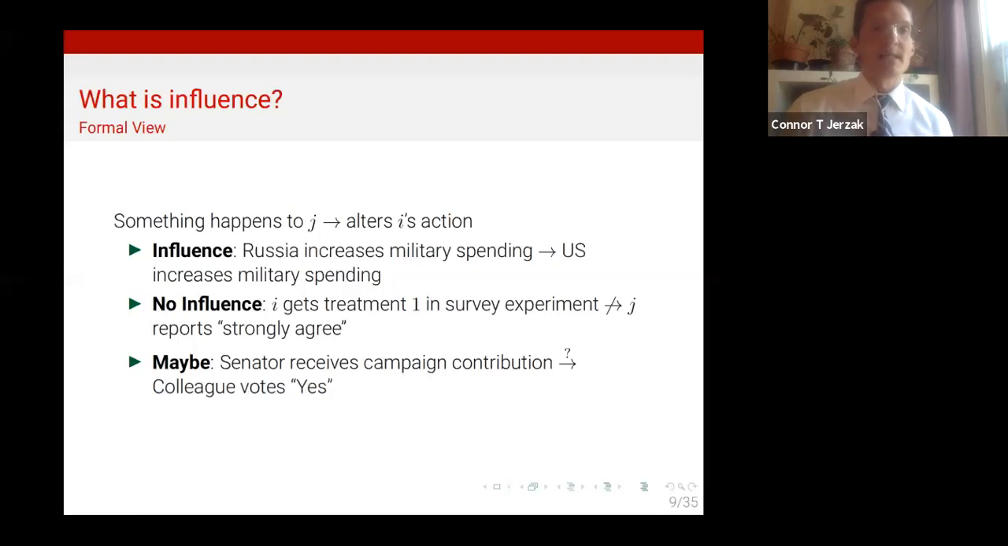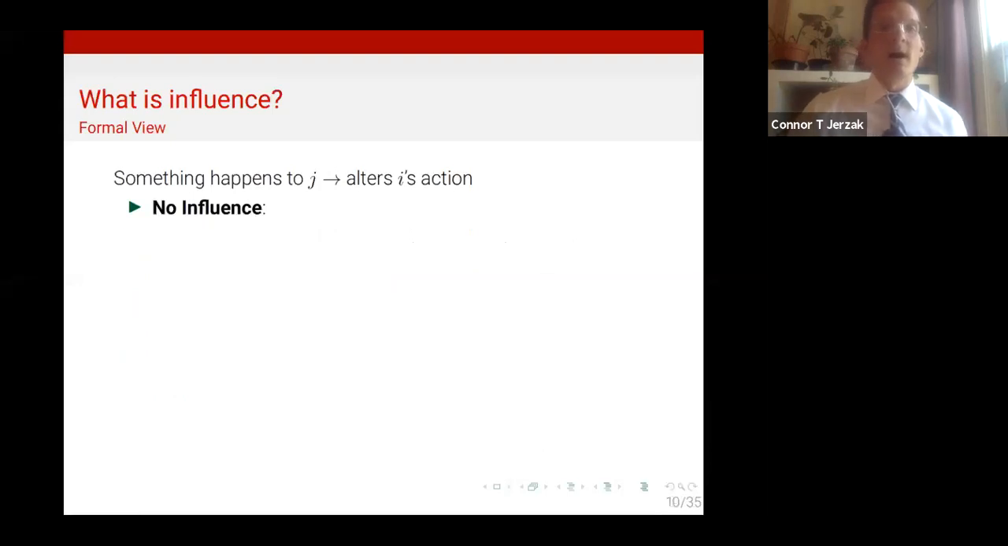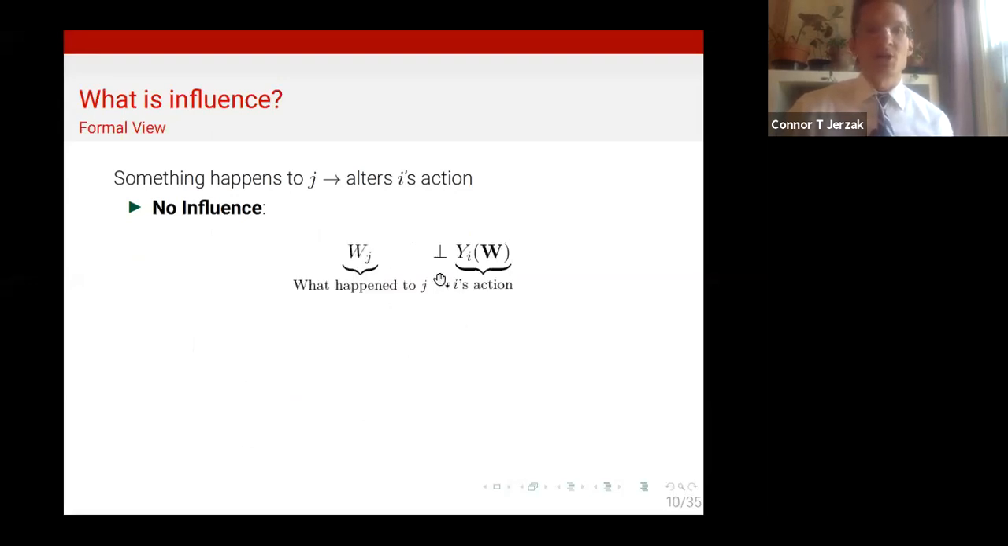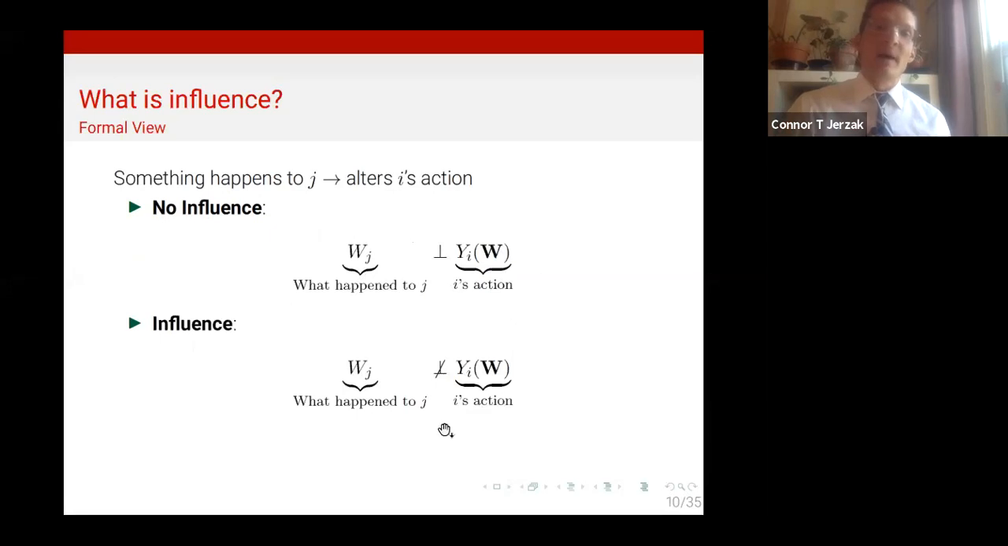So just to summarize this, to put things in a maybe more formal way, no influence can be translated into this independence relationship. So when there is no influence, then what happens to J is independent from what I ends up doing, from I's action. And when influence is present, information is carried through from one to the other. So if we know what happened to J, then that tells us something about I's action. So there's this dependency here. It's not independent, it's dependent.